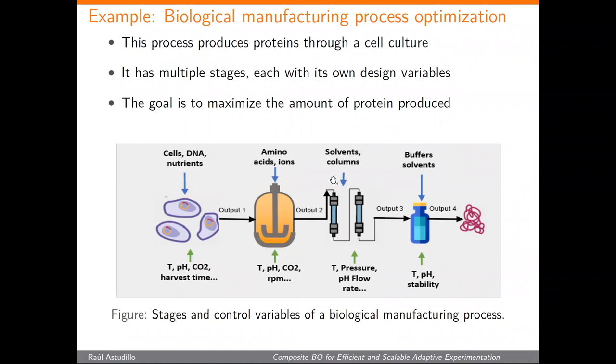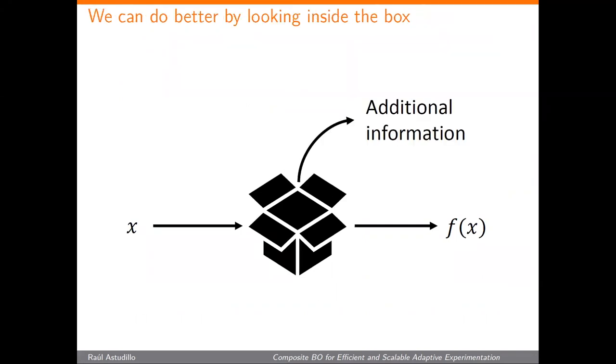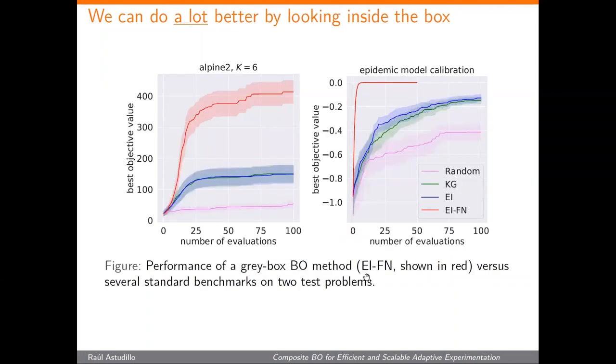Essentially, this allows us to reduce the dimensionality of the search space. And now by observing this intermediate output, we can focus our efforts on improving the decision variables in this first stage before we actually start playing with the decision variables in subsequent stages. So the fundamental issue of standard Bayesian optimization is that it treats the computation of the objective function as a black box. And we're gonna see that we can do better if we actually look inside this box and leverage this additional information. I'm not gonna go into the details of these plots, but what we're gonna see is that there are some applications where we can do a lot better by leveraging this additional information.